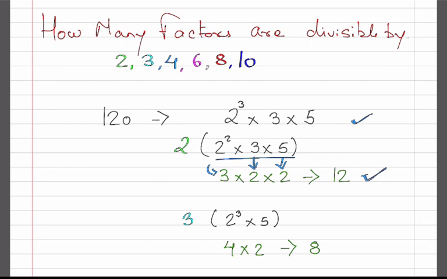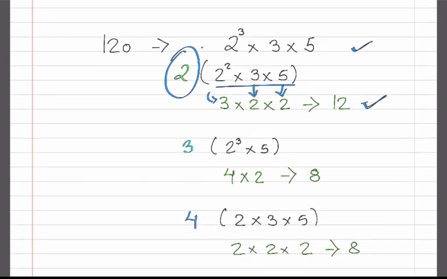So whenever I ask you how many factors are divisible by a particular number, take that number out here. Whatever factors will be left, those factors will always be divisible by that number. So how many factors are divisible by 3? I take out 3 from here. What am I left with? 2 raised to 3 into 5. 2 raised to 3 has 4 factors. 5 has 2 factors. 4 into 2, 8. 8 factors will be there which will be divisible by 3.